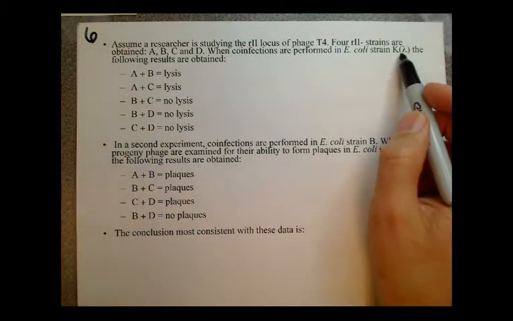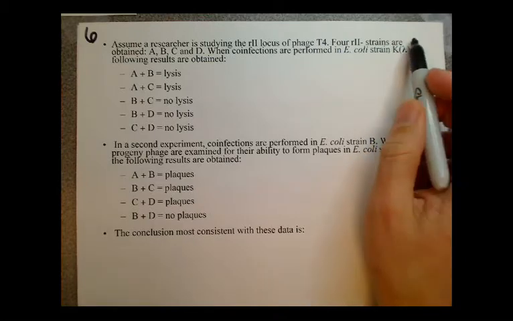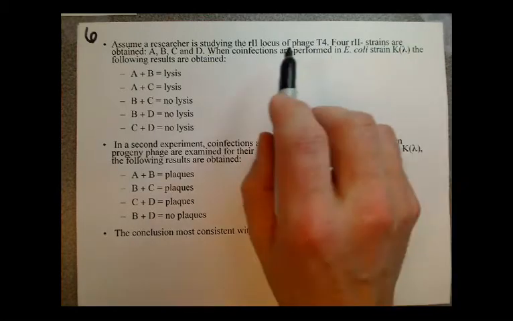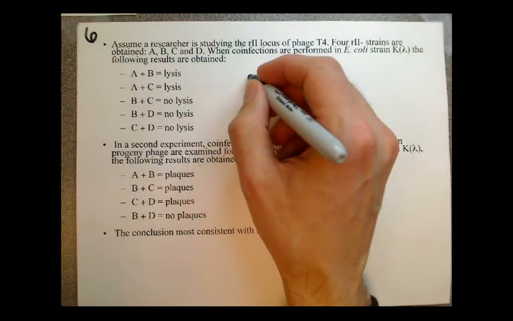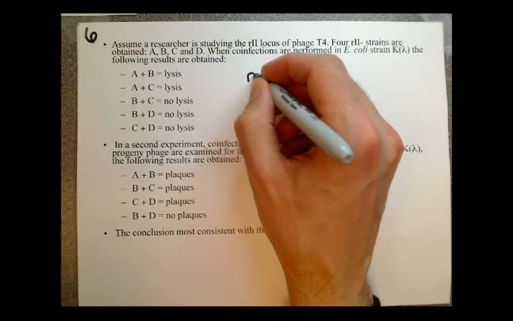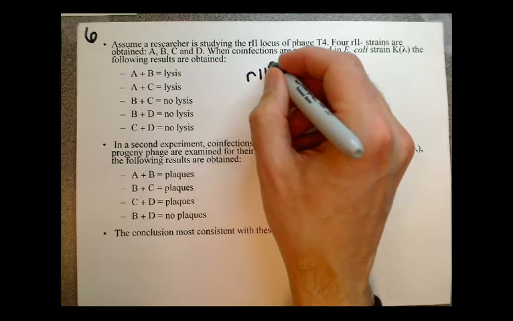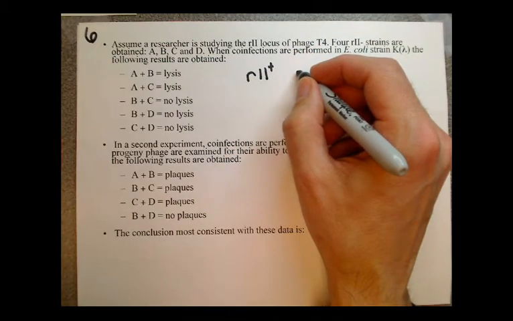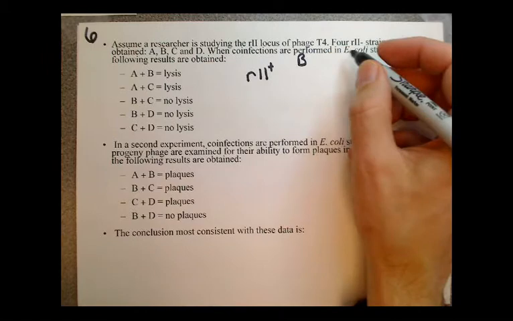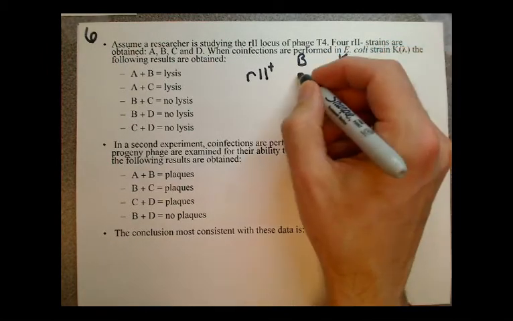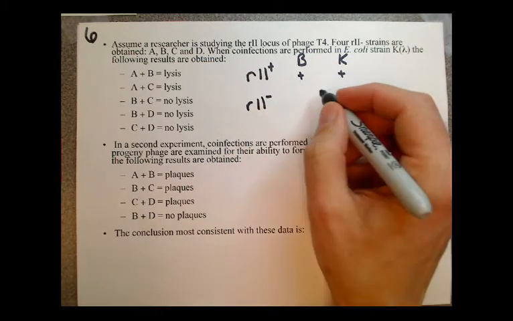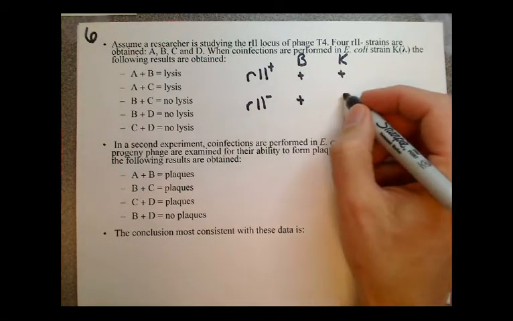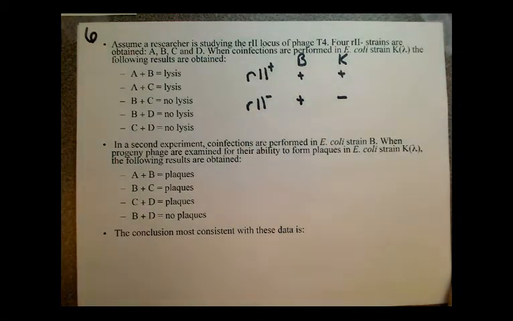coli. So recall that strain K in E. coli is the strain that the rII mutants cannot grow in. So wild type rII, you might remember, are able to grow in strain B of E. coli and strain K of E. coli. But rII mutants can still grow in strain B, but they cannot grow in strain K.